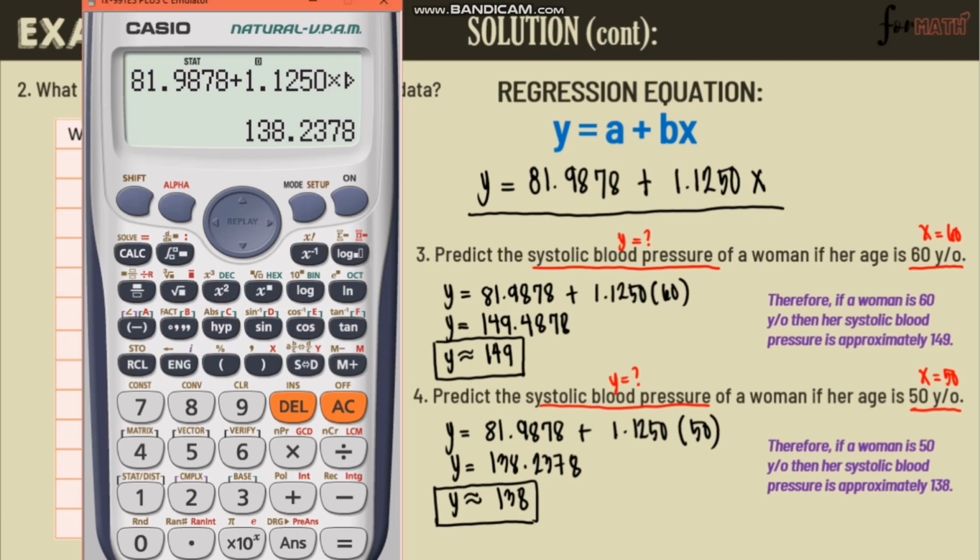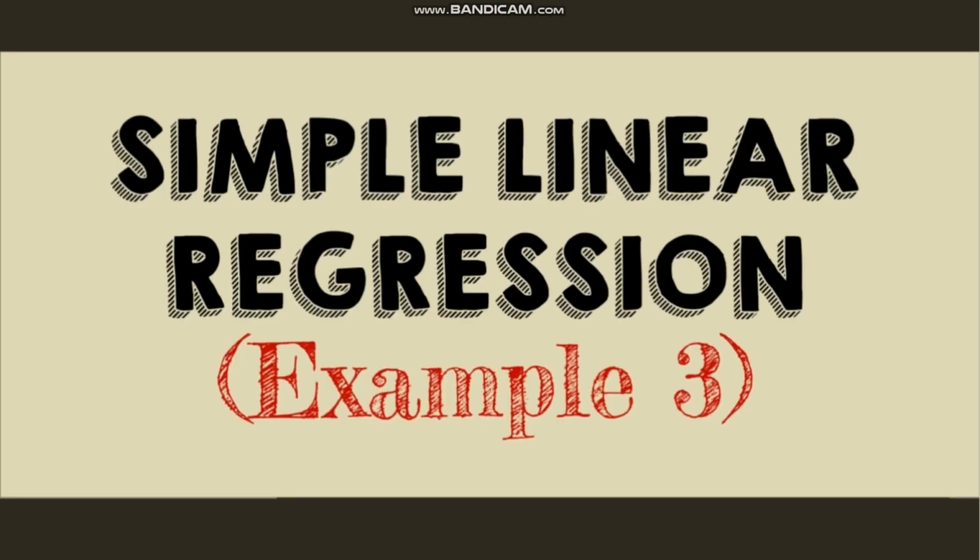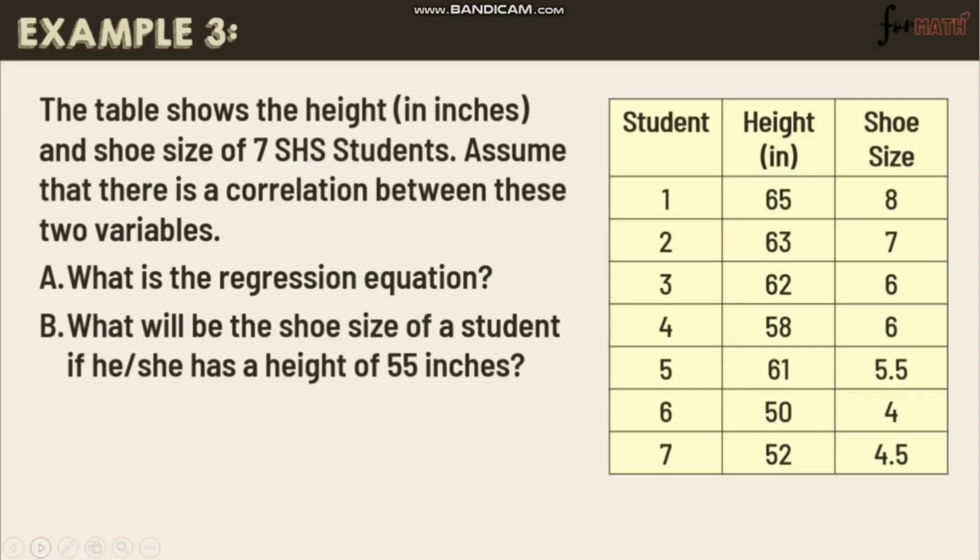Okay? Okay, let's have another example. Example number 3. Okay, the table shows the height in inches and shoe size of 7 senior high school students. Assume that there is a correlation between these two variables. Okay, so nakalagay dito ay assume. So, ibig sabihin, we don't need to solve for the R, but in reality, we have to. Okay, we have to solve for the R. So, since this is just a problem, assume daw natin na may correlation na po yung dalawang variable. Okay? So, pwede na tayo mag-proceed sa regression equation.